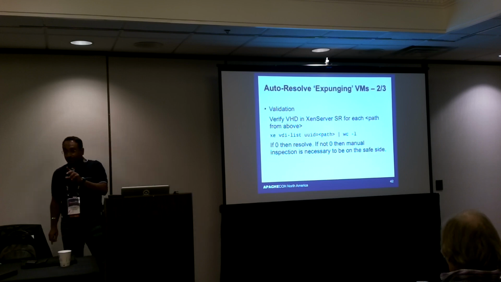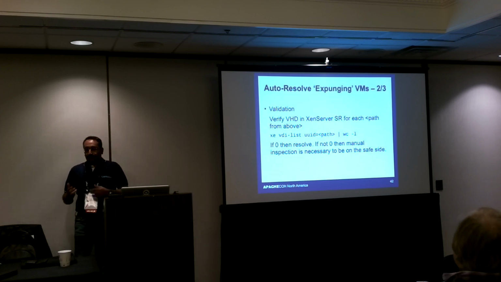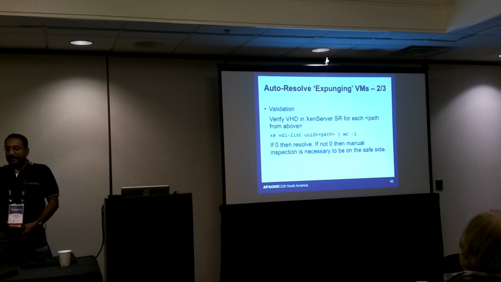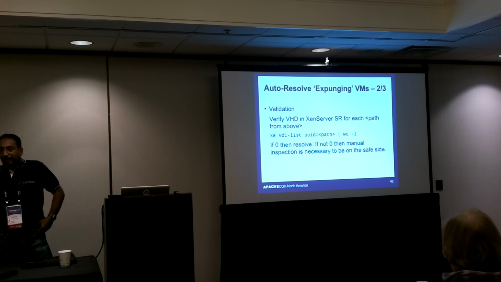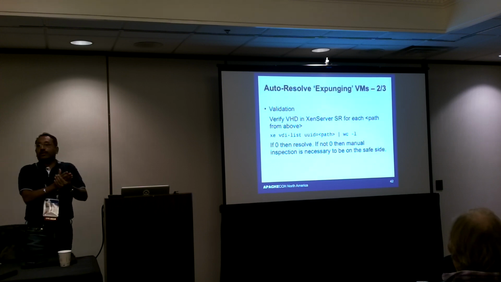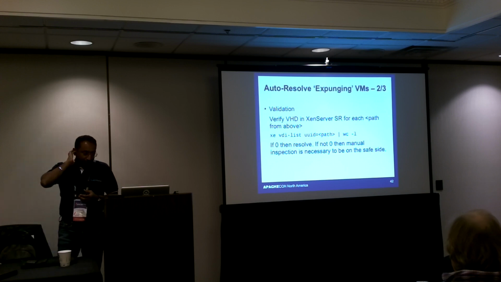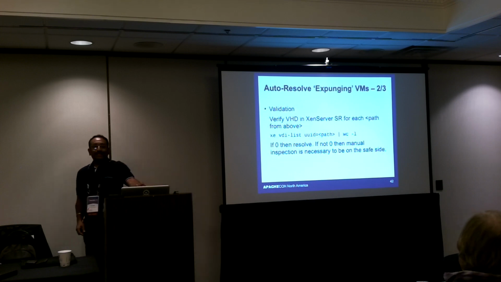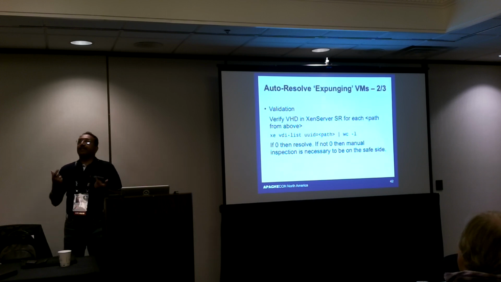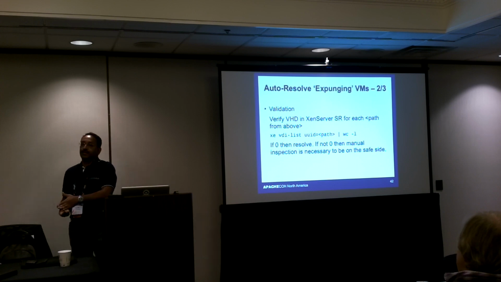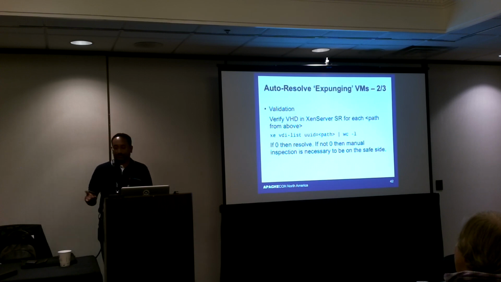Now, that's not enough. We need a further validation for this, because there may be cases where it is expunging, but Xen may have failed to delete it, or may have successfully deleted it, but the communication may not have been passed on to CloudStack. So what we need to do is, we have the ID from this. We need to check in Xen whether this VDI exists or not. And only if it doesn't exist can we take the resolution path. If it does exist, we have to take the alert path.